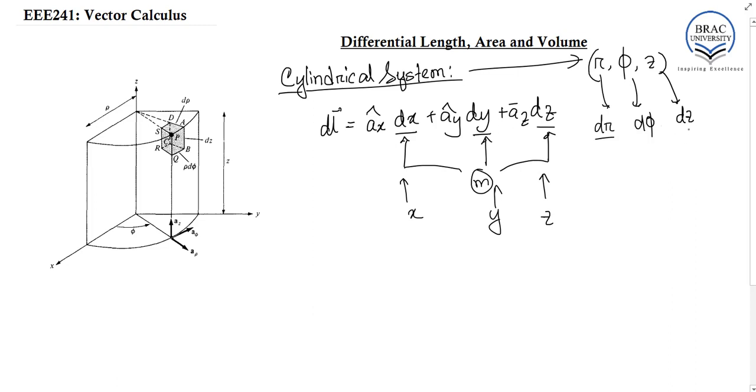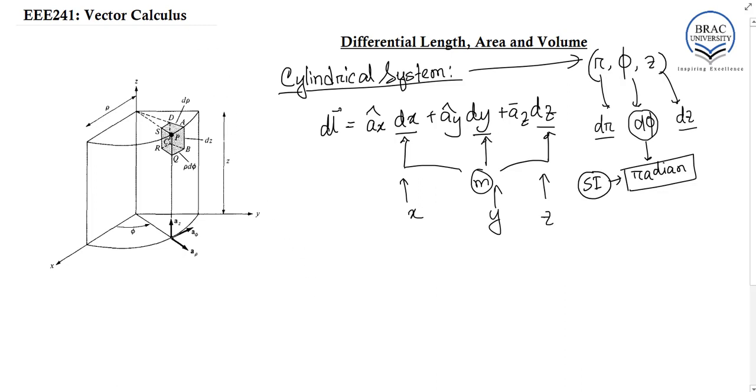dr has the unit of length, and so does dz, but d phi has the unit of radian, since this is an angle, right? Radian or degree, but in SI unit, we will be taking the radian one. Since phi is an angle, unlike dr and dz, this doesn't have the unit of length. Let me explain what I mean.